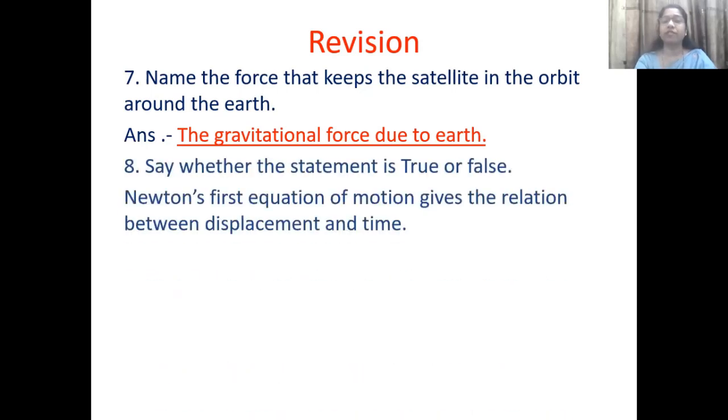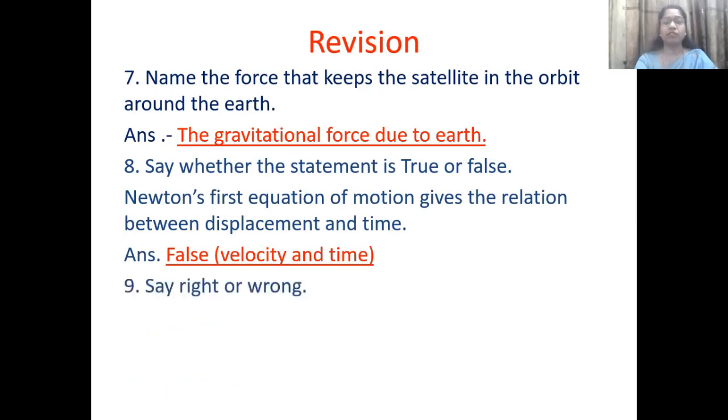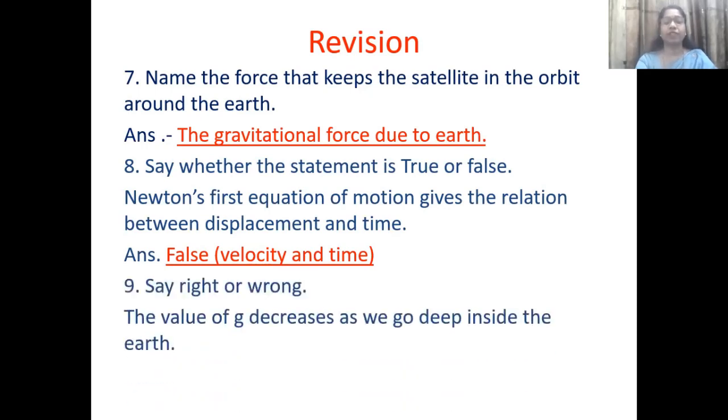Say whether the statement is true or false. Newton's first equation of motion gives the relation between displacement and time. Say whether it's true or false. Think. Yes, you guessed it correct. It's a false statement because it's a relation between velocity and time. Next question for you. Say right or wrong. The value of g decreases as we go deep inside the Earth. Is it right or wrong? Right, and your answer is right.